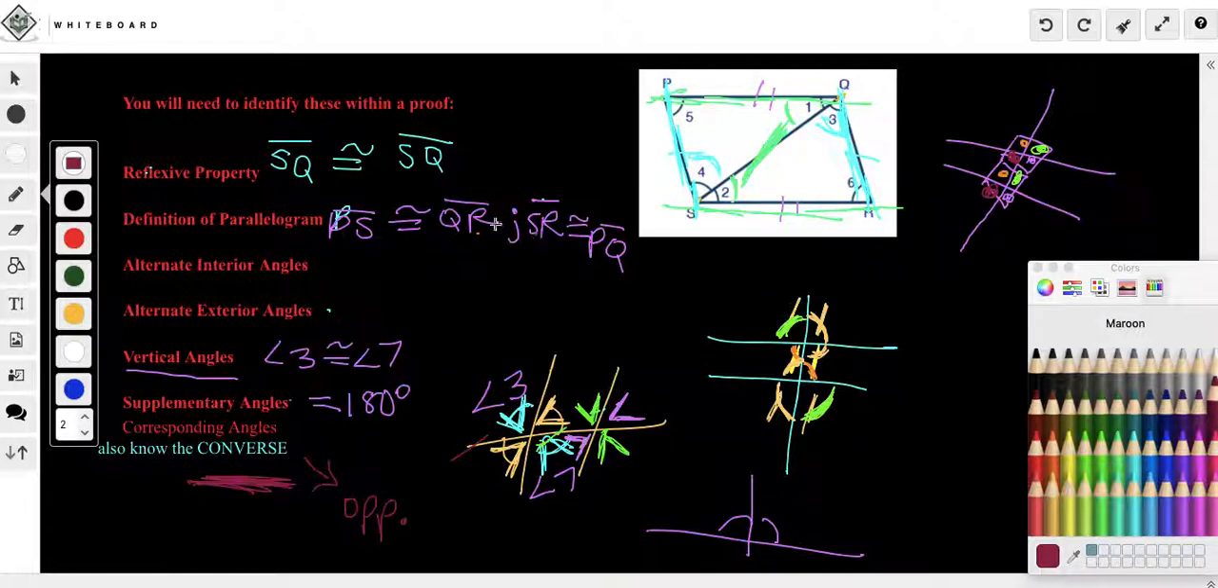Same thing with, if you're trying to figure out why two lines are parallel, and they already told you, actually it wouldn't be vertical, it would be one of these. If they already told you that alternate exterior angles, that these two are congruent, you can say the two lines are parallel because the alternate exterior angles are congruent, because it can go either way. So that would be the converse. You don't have to use the word converse, but I just want you to be able to recognize it on the test.